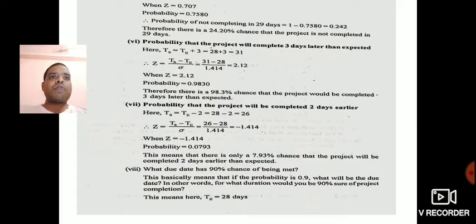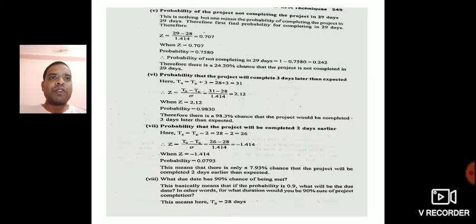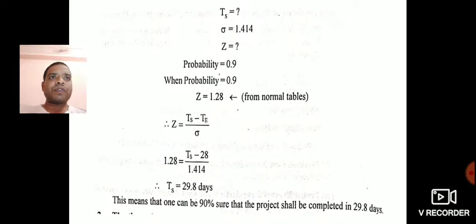Now, what due date has a 90% chance of being met? Okay, here he has given the percentage. Now we need to calculate Ts, as well as z, in the reverse way. Now Te, as you know, is 28 days, you don't know the Ts value. The standard deviation is given as 1.41. Z we need to find out.